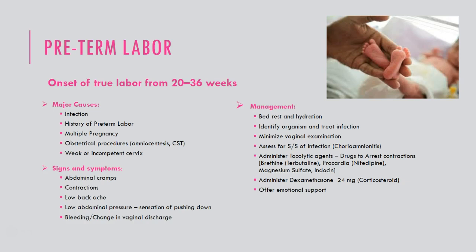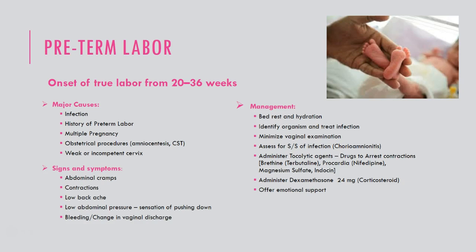But the patient will have abdominal cramps and contractions. They'll complain of a low backache, possibly abdominal pressure, or they might have a sensation of pushing down internally. They may have a change in their vaginal discharge or start to show they might have some bloody show that occurs.